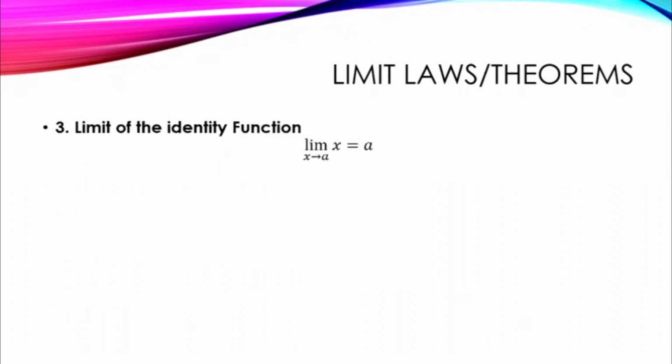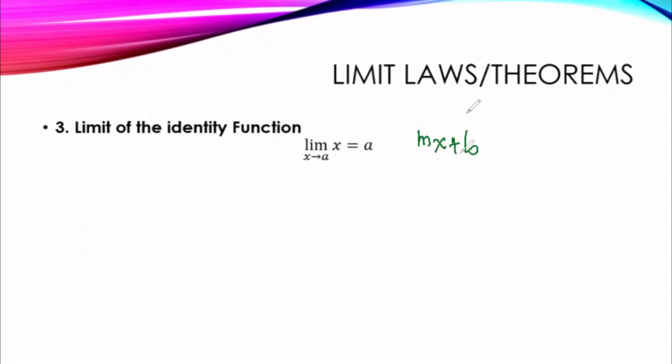Number 3, the limit of the identity function. Actually, this identity function is quite similar to the mx plus b form. Okay, mx plus b. Why? Because if we have the expression mx plus b, in this case, since we are asked to find the limit of x, and x is what? It's just a variable, and this is what we call the identity function.